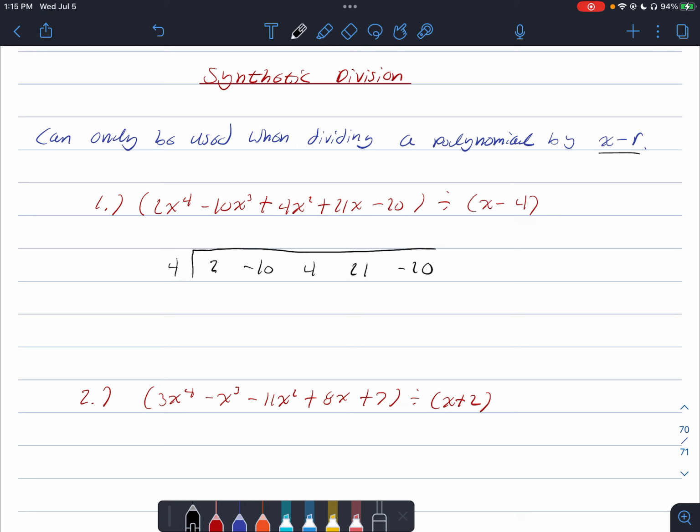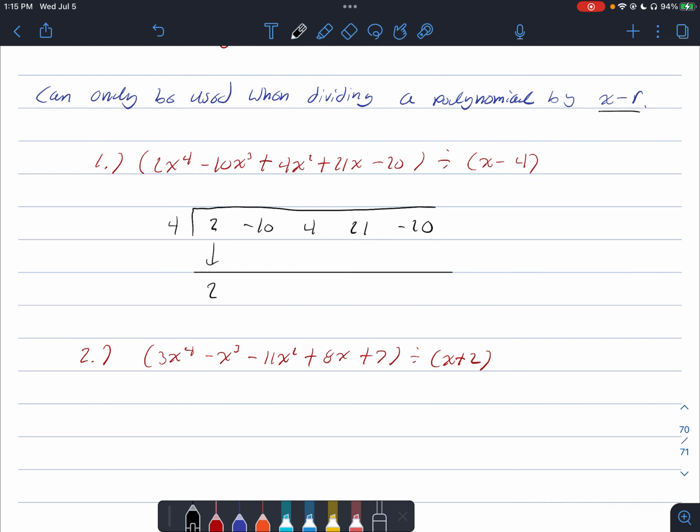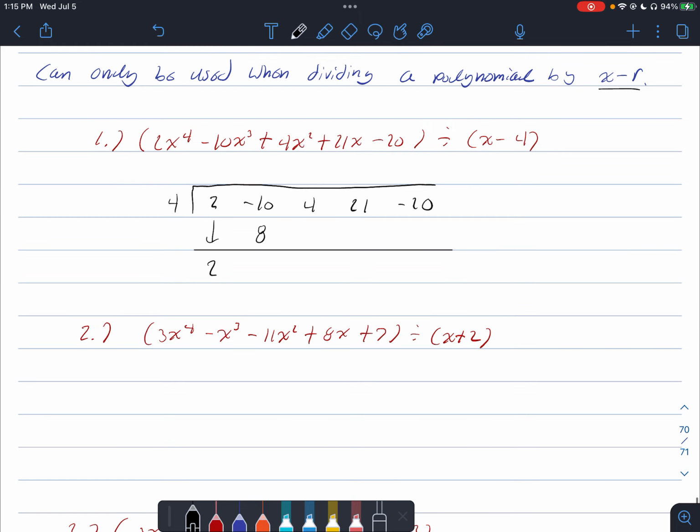Then we make a little line here, and we're going to bring down this first term. So we bring this 2 down. Now we multiply 4 times 2, so 4 times 2 is 8, and we put this here. We add our negative 10 to 8, so negative 10 plus 8 is negative 2. Then multiply 4 times negative 2. That's negative 8. So 4 plus negative 8, that's negative 4.